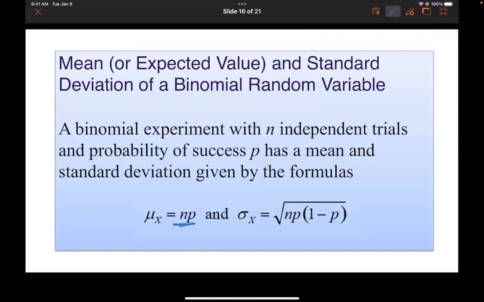That is your mean. Standard deviation is a little bit different. Standard deviation is the number of trials times the probability of success times the probability of failure, and then you take the square root of that. Standard deviation is always going to be funky. It's just the nature of the beast. So we just accept it and move on.